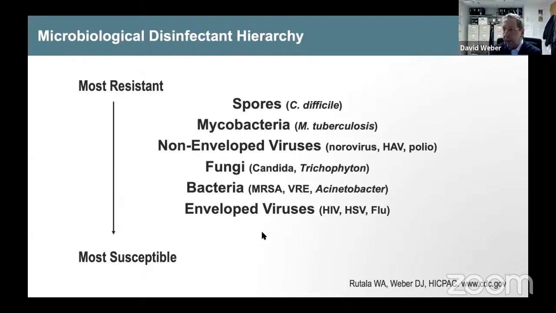With that, let me go ahead and talk about the microbiology disinfection hierarchy. So the easiest to inactivate are enveloped viruses, then bacteria, fungi, getting more difficult to inactivate, non-enveloped viruses like norovirus, mycobacteria, and the most difficult, spores, with the exception of prions, which we're not talking about today. I should mention, as we'll talk about later, SARS-CoV-2 is an enveloped virus, so virtually any agent that's listed as a hospital-grade disinfectant and approved by the EPA in the United States would, in fact, inactivate this agent.